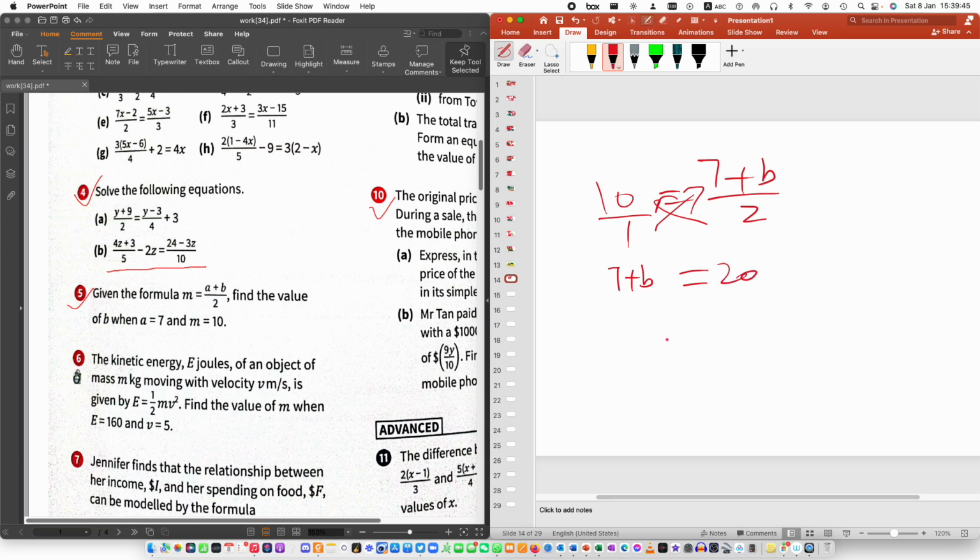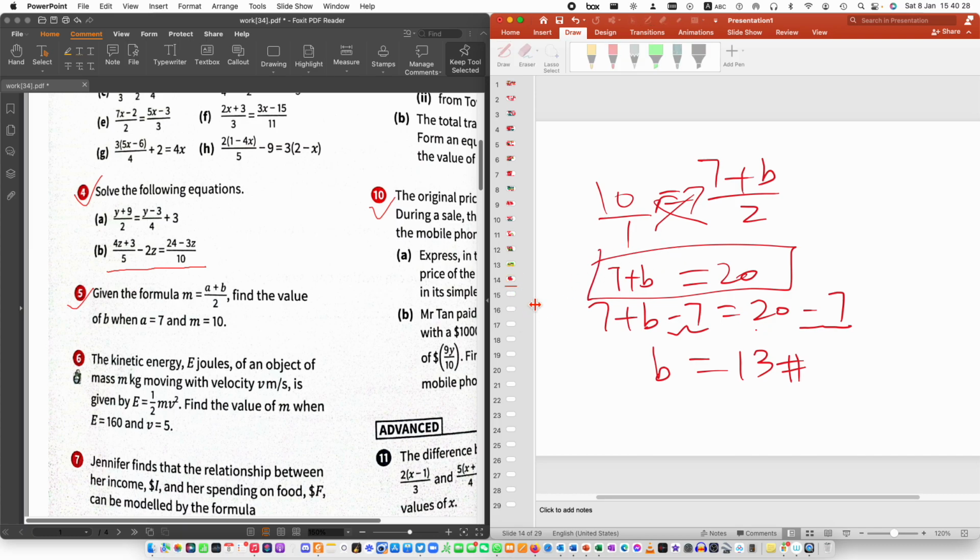So what's your objective? B equals to something, right? Can you use your brother method? Then how do you get rid of the 7? Minus. Very good. So you minus 7. Don't skip any step. When you minus 7 on the left, you need to minus 7 on the right to make it equal, or balance the equation. So, done. B equals to 13. Are you clear? Okay, good.